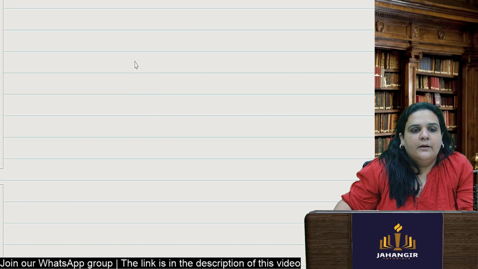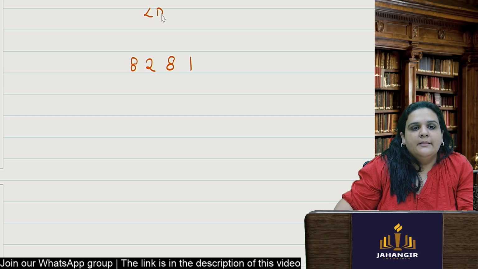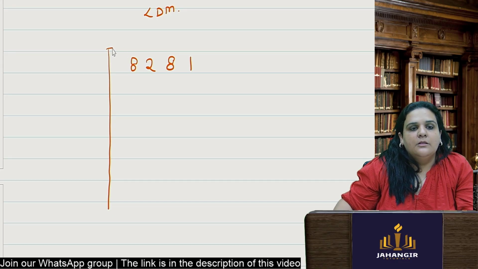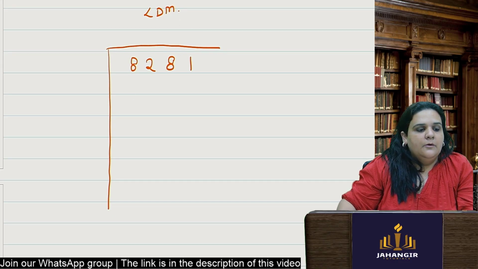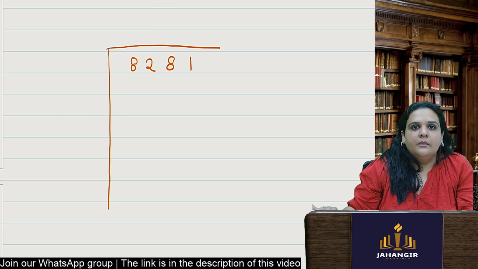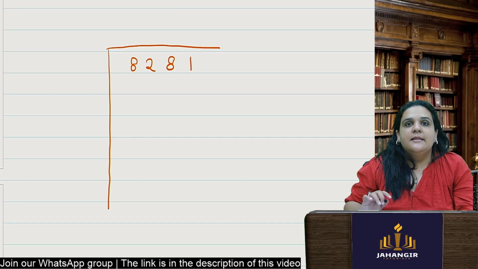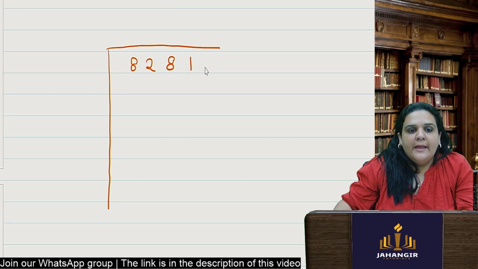8281. I have to find the square root of this number by long division method. I will first make one line on the vertical side and one above the number. Okay, simple, easy. Once I have finished making the lines, the next step is to pair the numbers.